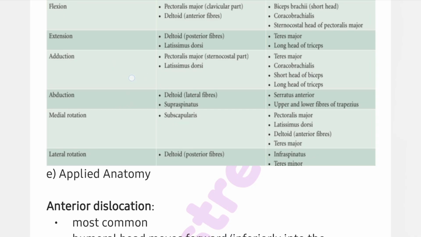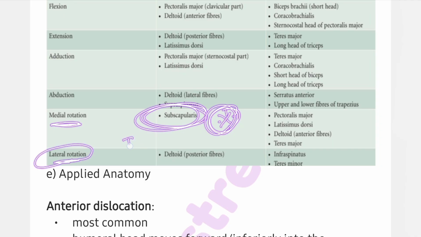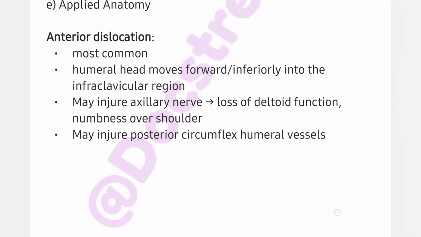So scapular rotation takes place beyond 90 degrees, and the muscles that help are serratus anterior and the upper and lower fibers of trapezius, which help in overhead abduction. Now, medial rotation. Medial rotation is brought about by one main muscle, that is subscapularis. Please do remember this. Lateral rotation you have already read, that is teres minor helps. Okay, write about teres minor.